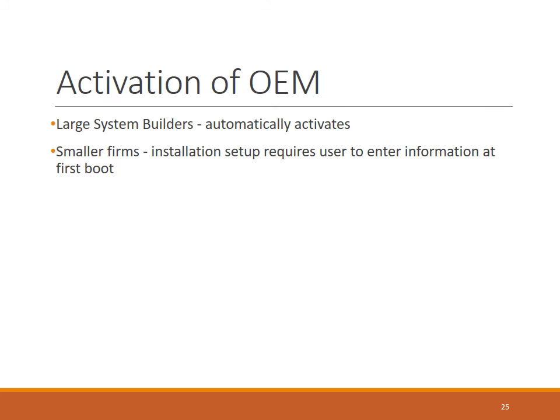Smaller computer building firms, on the other hand, may require some installation setup or some users to enter in some information on the first boot. So this would be, they'd give you a key, they give you an OEM copy of Windows. You can actually purchase those from retail channels, just as long as you're building a PC for someone. So this would be like a mom and pop store building a PC for someone.